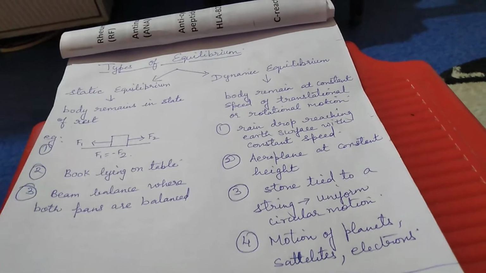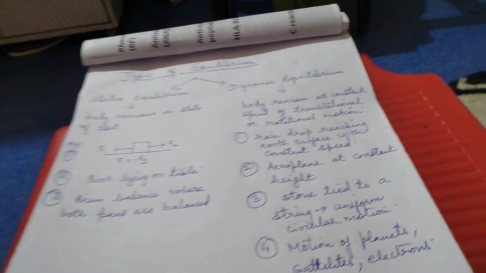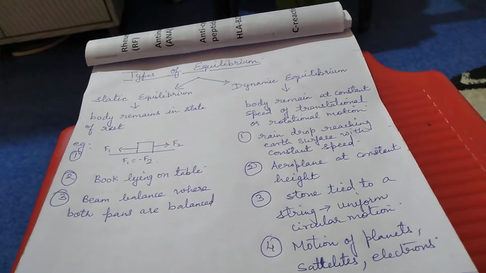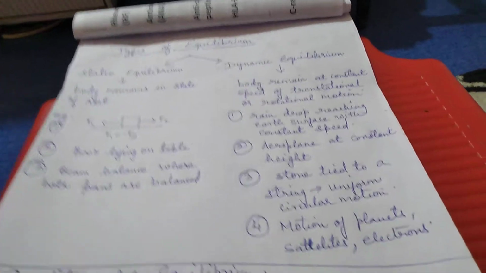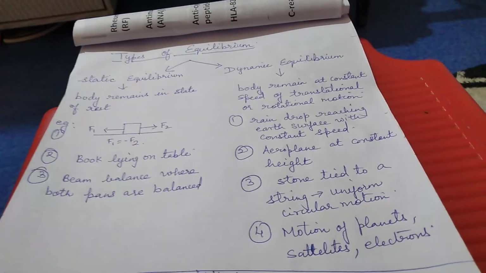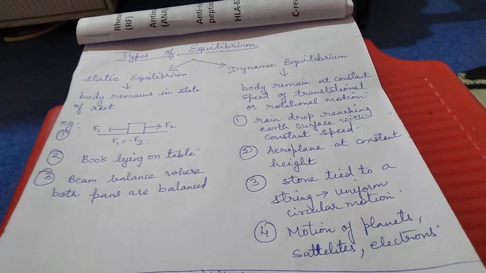Now take the motion of planets. Planets go or revolve around the sun. You have satellites revolving around the planets. You have electrons revolving around the nucleus. All these are uniform circular motion. They all are in dynamic equilibrium.